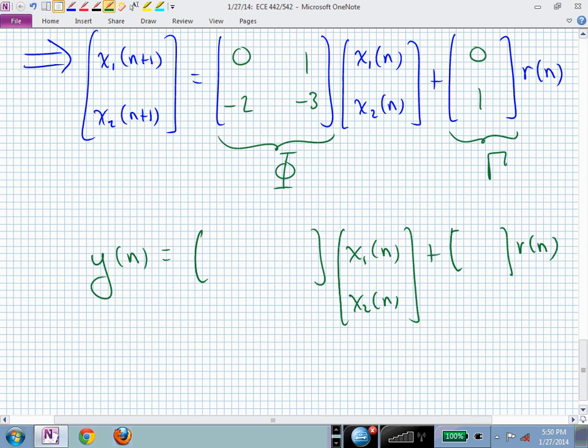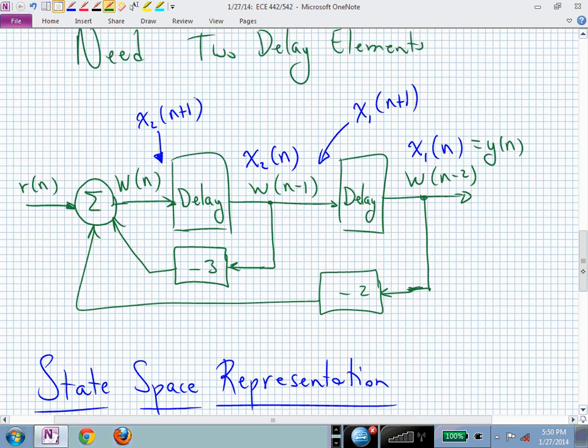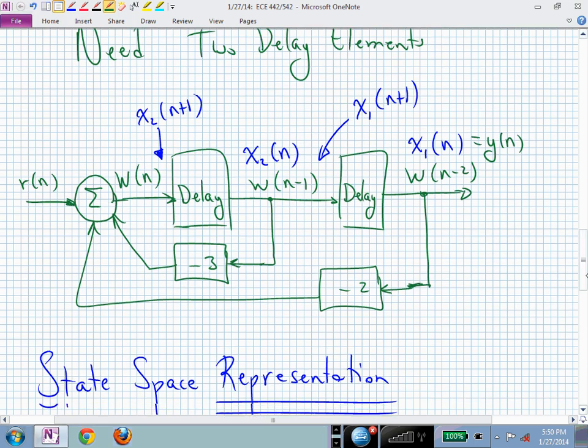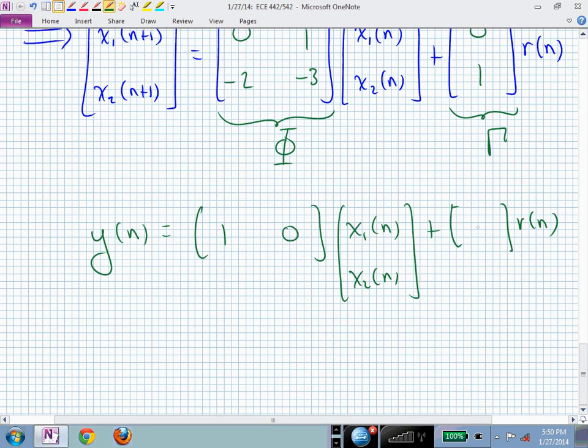And if y of n is simply x sub 1 of n, I could add another summing junction here and make it some linear combination of x1, x2, and a direct feed-through from the reference input R if I wanted to make it a little more complicated. Here I chose an easy output. Y of n is now simply going to pull off x sub 1 and have no direct connection with the input R. And that's now my state space representation.